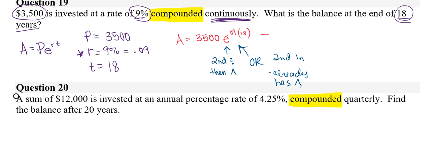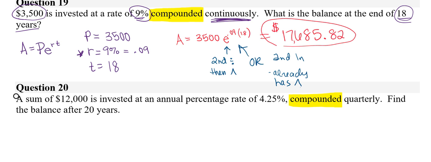So plug into calculator, I got 17,685.82. No cents matter. That was pretty good. It was for 18 years though.